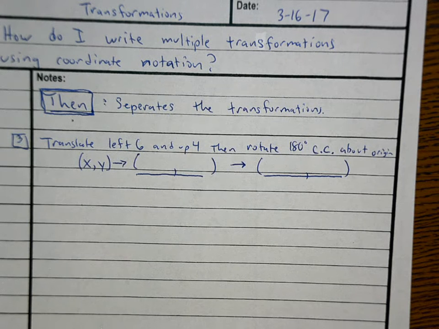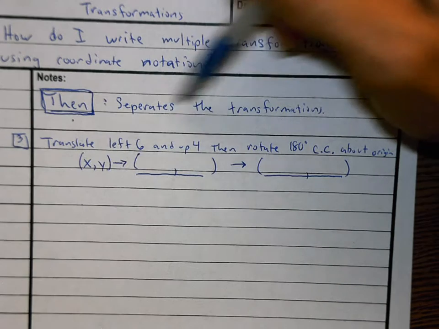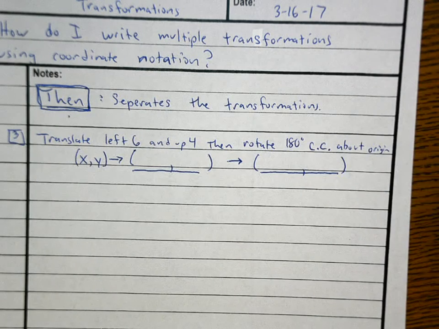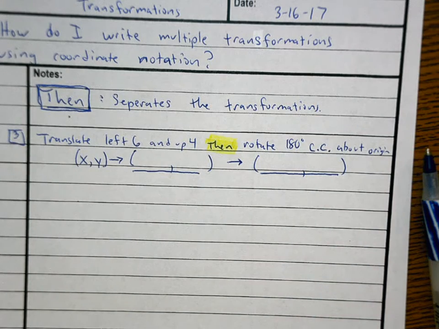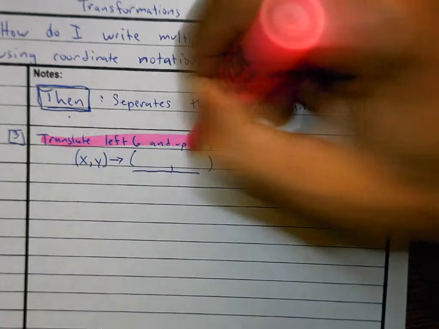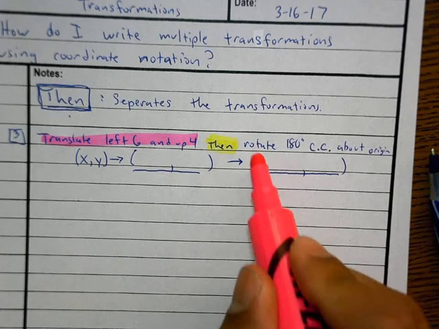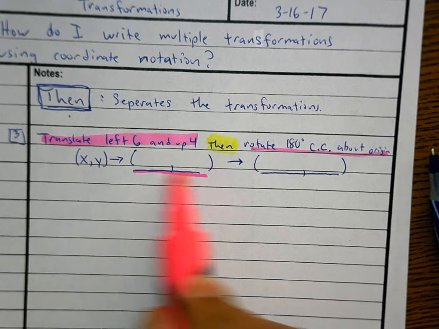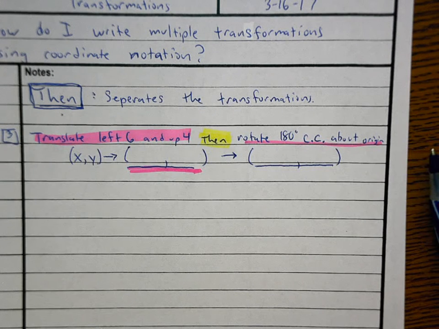So what I want you to know when you're doing these kinds of problems, remember how I talked to you about the word then? It separates the transformations. Let me highlight that word then right here. I'm going to highlight it in yellow. What that means is you have to write your first transformation. Here's your first transformation, and here's your second transformation. Your first transformation is what you're going to fill in on the left side, in the very first set of parentheses.